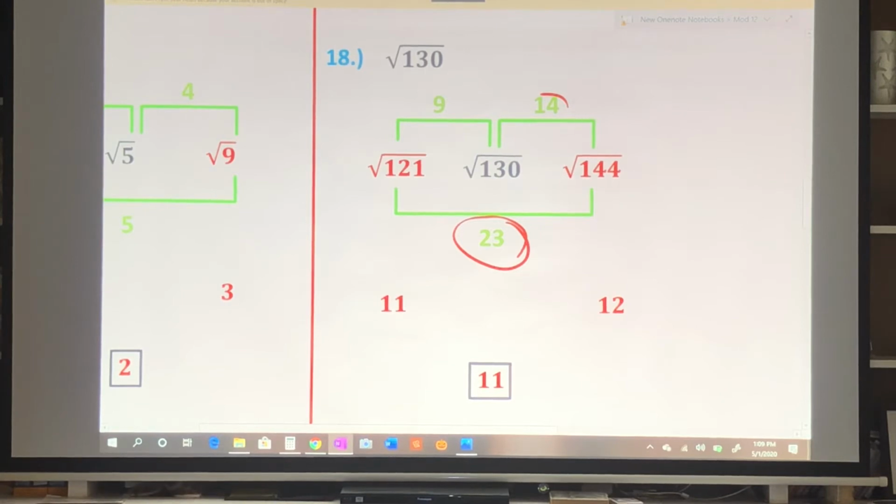So which one is it closer to? Well, the first one from 121 to 130, I only moved 9 units. The other one I had to move 14, so I'd say it's closer to 11. And it is. There's my answer.